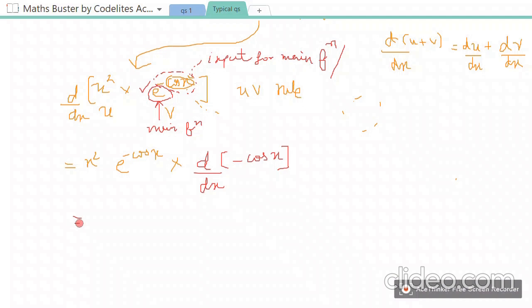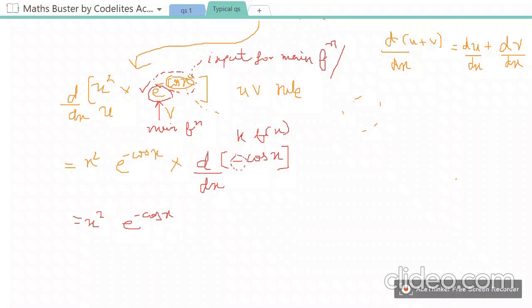It will be x square e raised to minus cos x. Now it is minus k into a function. Can I write this as k into f of x? Why? What is your k constant? It is minus 1.